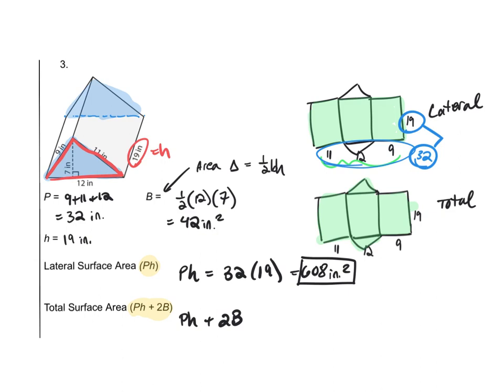We already know the lateral surface area. It's 608. And we already know the area of the base. It's 42. So we're going to add it 2 times, multiplied by 2 there. And typing that into your calculator, it comes out to 692 square inches.